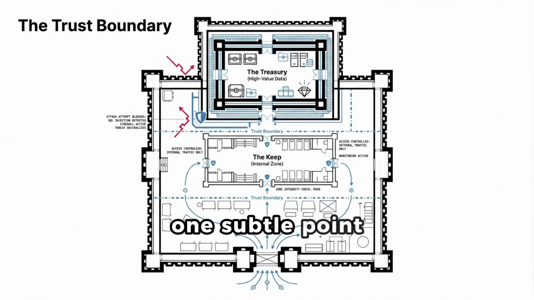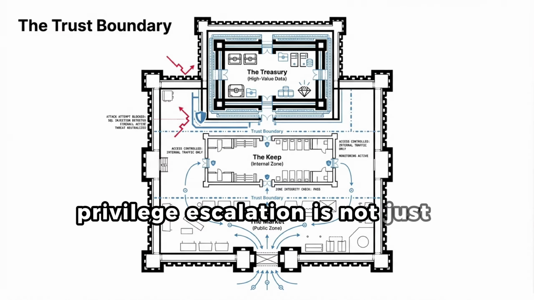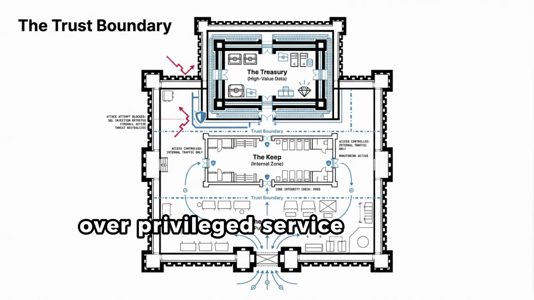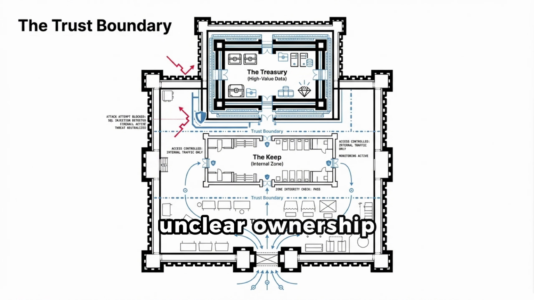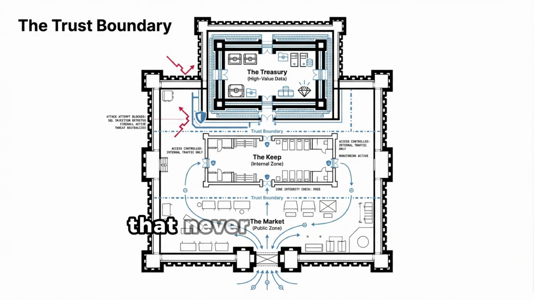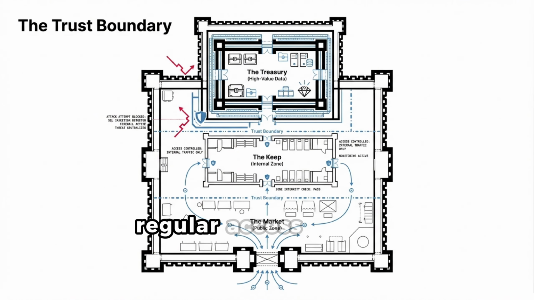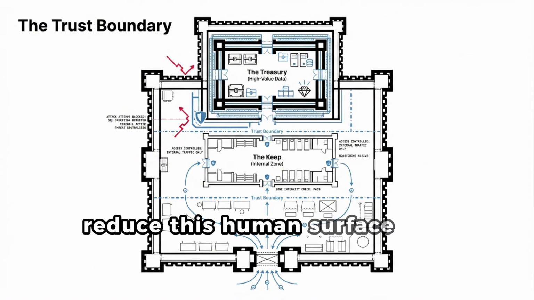One subtle point: privilege escalation is not just a technical problem, it's organizational. Overprivileged service accounts, unclear ownership, and emergency access that never gets revoked are human failures that create the technical opportunities attackers exploit. Regular access reviews, automated policy as code, and tight change management reduce this human surface area.